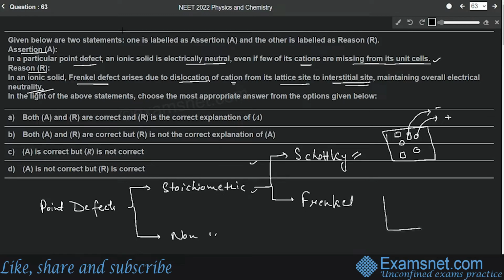Whereas in Frenkel defect, what happens? The cations just move from their lattice site to the interstitial site. They do not leave the unit cell. So both the statements are correct, but these are talking about different types of defects. These are not related to each other. So option B will be the correct answer. That reason is not the correct explanation of assertion.